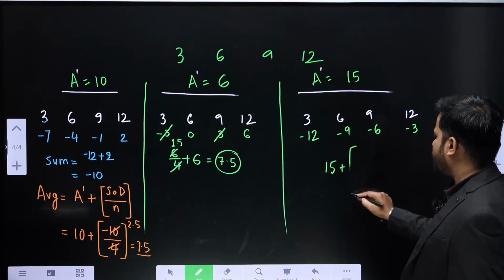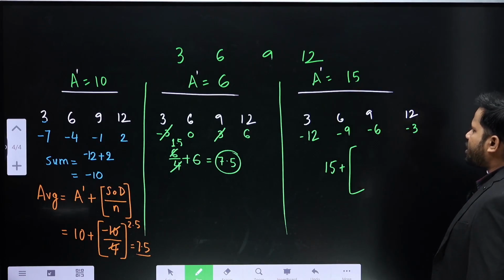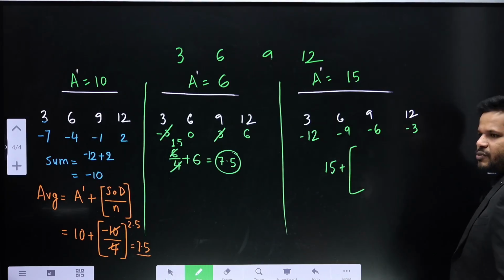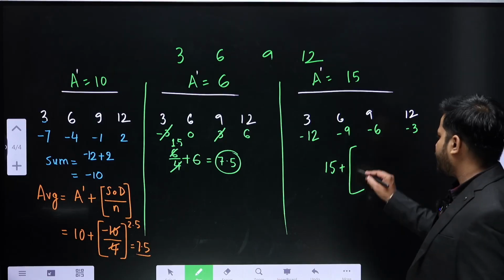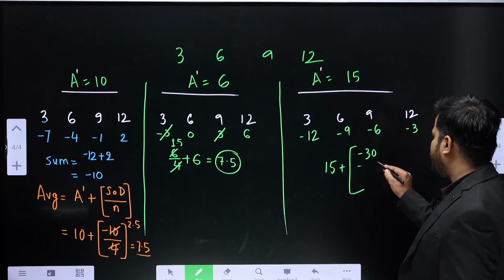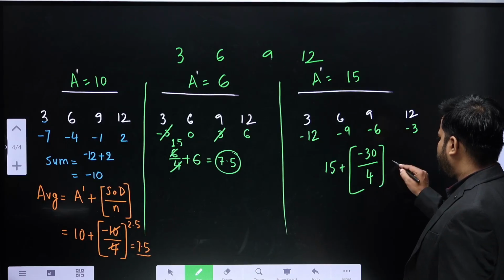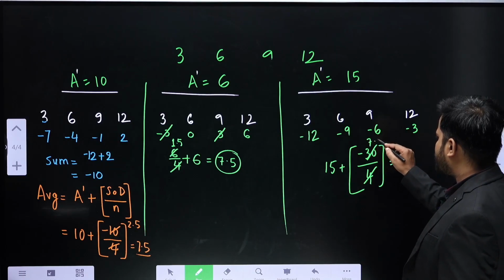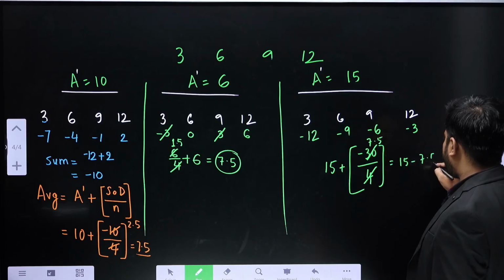फिर प्लस करोगे the sum of all of them. What is the sum of all of them? 12, 9, 21, 21, 6, 27, 27 plus 3, 30. Minus 30, whole divided by 4. You will still end up getting the same answer. 30 by 4 will be how much? 7.5. Minus 7.5, the answer will still be 7.5.